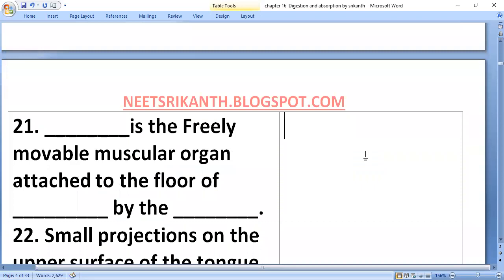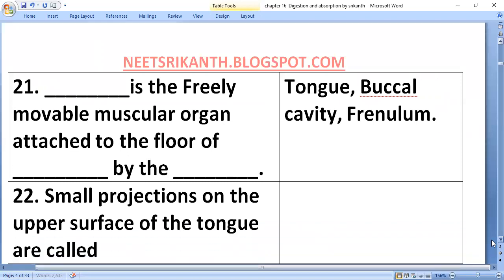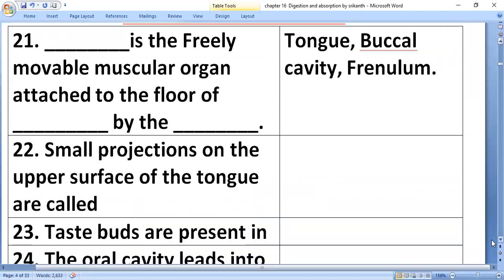The tongue is a freely movable muscular organ attached to the floor of the buccal cavity by the frenulum. Small projections on the upper surface of the tongue are called papillae.